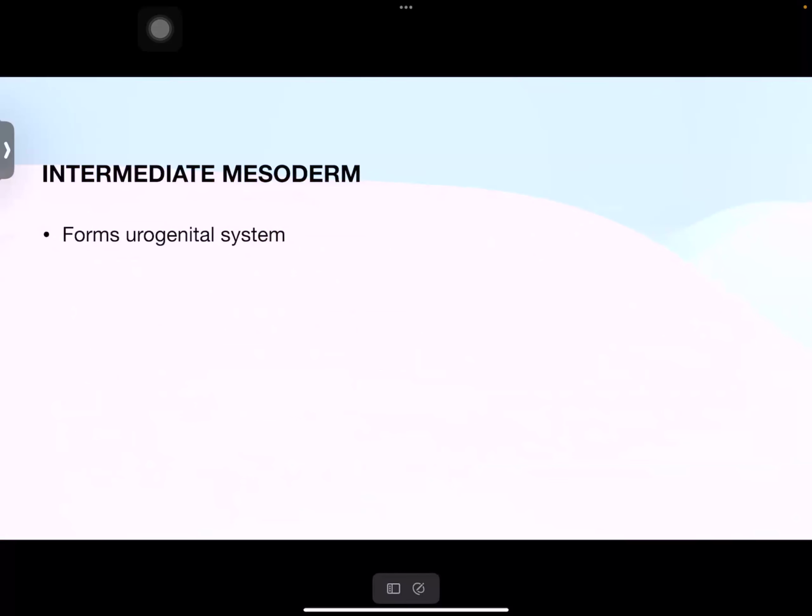Okay, so the intermediate mesoderm forms the urogenital system. So all our urogenital structures, the urinary tract, the kidneys, the genital organs, everything will be developing from the intermediate mesoderm.